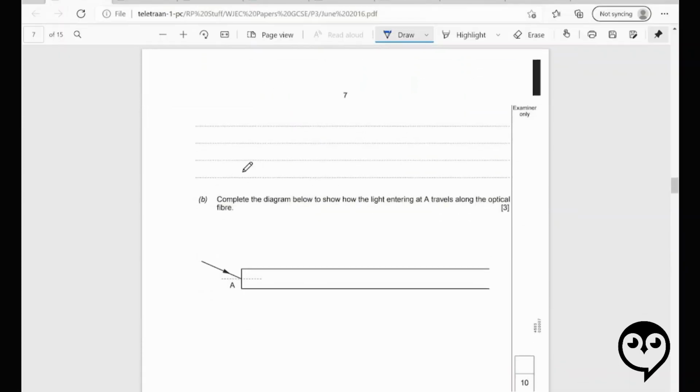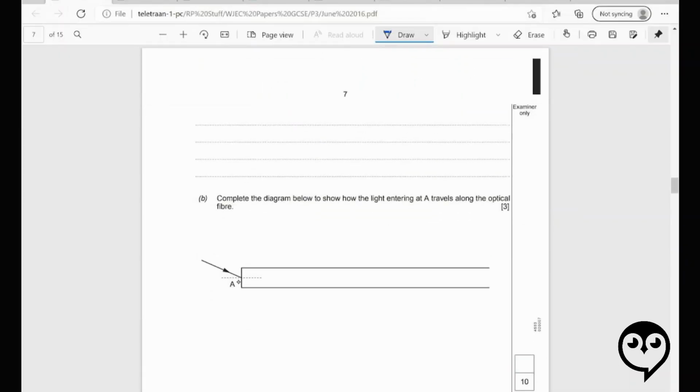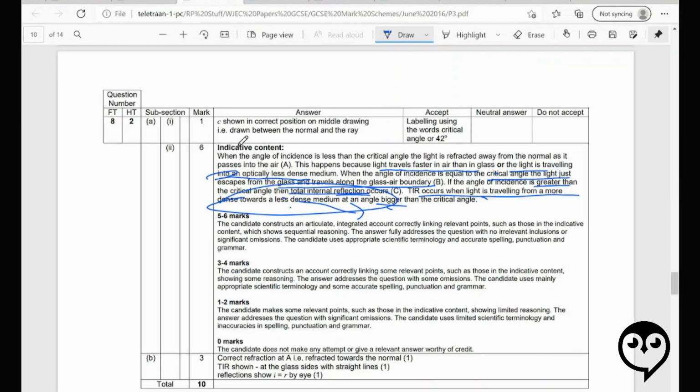Totally. And finally, there's a question here about the fiber optics, and so you could say, hey, we're going into glass, so I'm going to have to move towards the normal a little bit, but now I'm striking at a very large angle. That's going to be greater than the critical angle, so I know I'm going to reflect, and you know it's going to just keep propagating like this. So something along these lines. Okay, what would you get for the marks here?